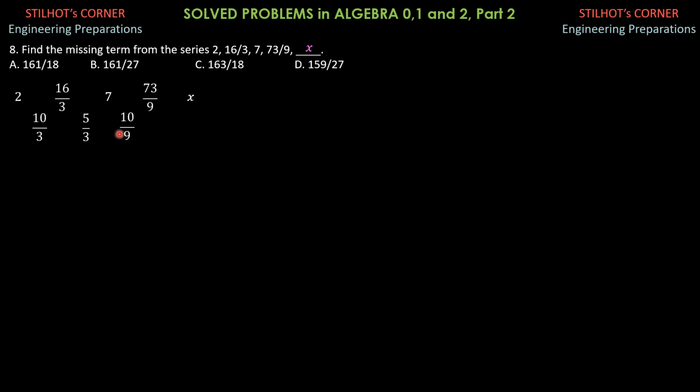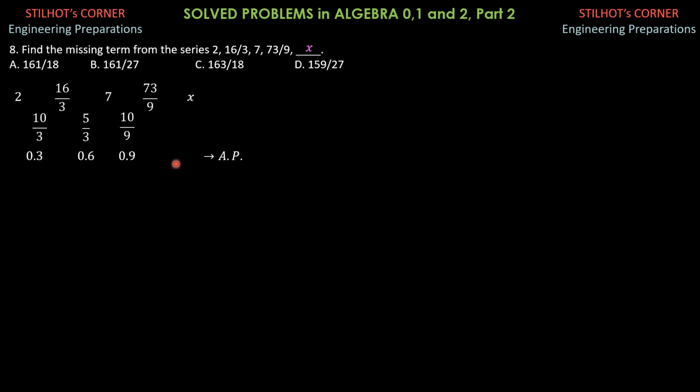It seems to have a pattern. If we get the reciprocals, this is 3/10 or 0.3, this is 3/5 or 0.6, and this is 9/10 or 0.9. So if we obtain the reciprocals of these differences, we get an arithmetic progression. Therefore, we conclude that these differences are in harmonic progression. So 0.3, 0.6, 0.9, increasing by 0.3. Therefore, we expect that the next is 1.2.